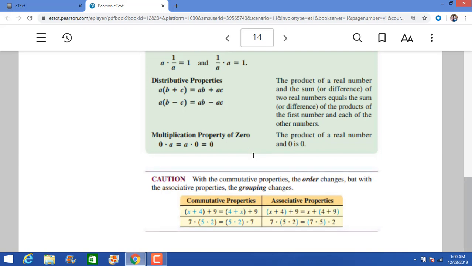Okay? Now, caution. With the commutative property, the order changes, but with the associative property, the groupings change. So again, remember the difference. Commutative. Think about commute. When you commute to work, you are moving to work. So numbers are moving. The associative property is that it's not the order that's moving, but it's the parentheses that are moving. Okay?